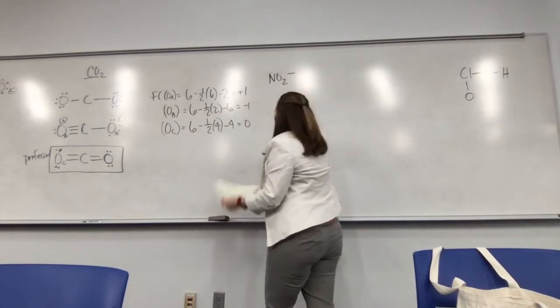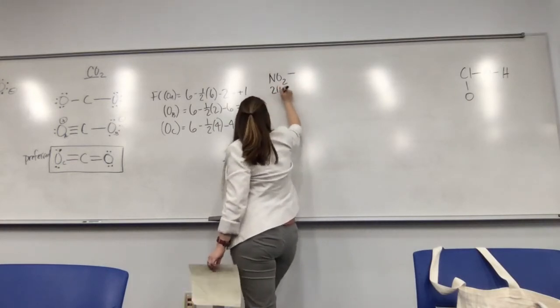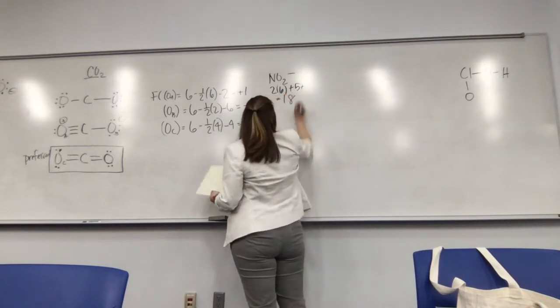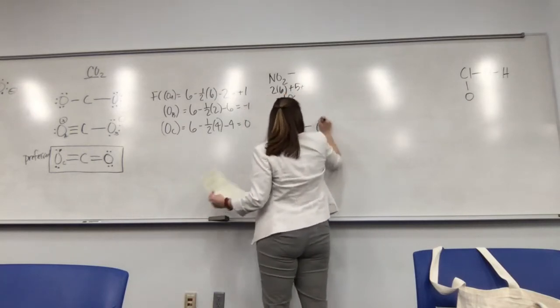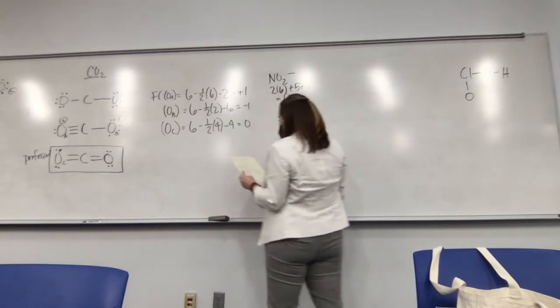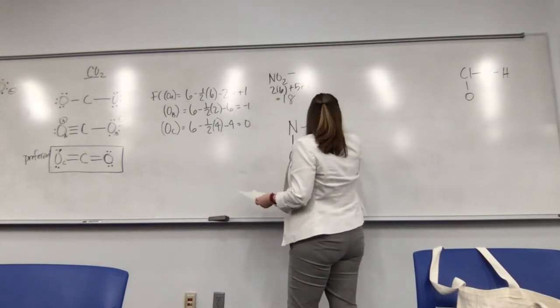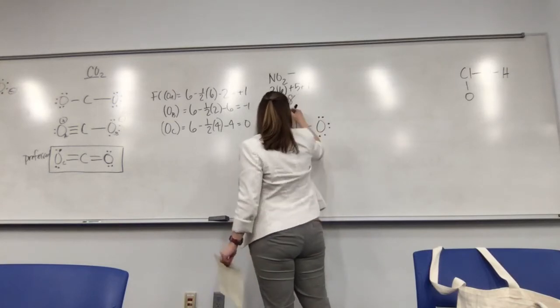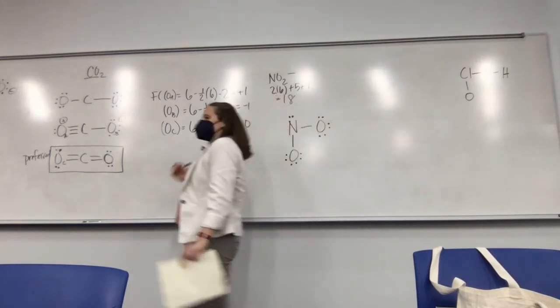So for NO2 minus, we have 2 times 6 plus 5 plus 1, and that gives us 18. So we can put our 2 oxygens connected. Once we give octet to oxygen, there are 2 leftover electrons and they go on the nitrogen.